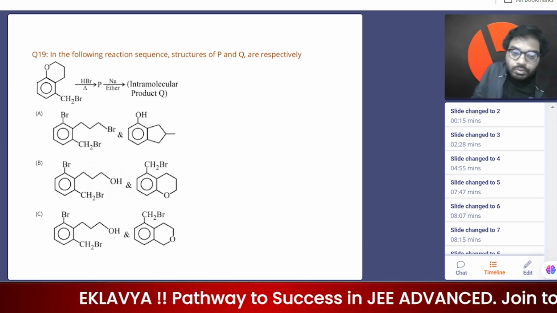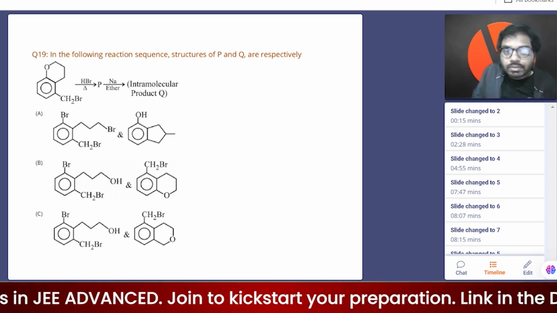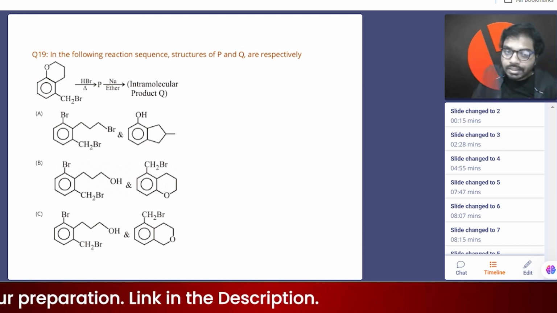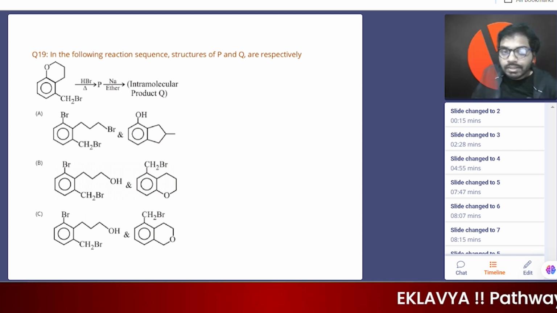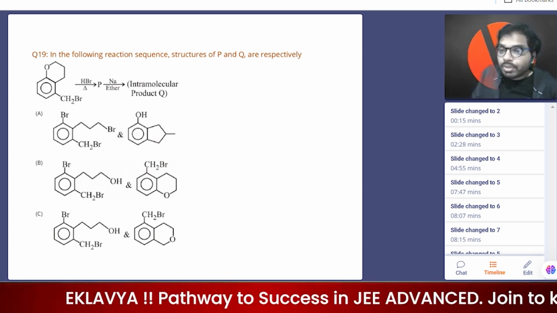So in the question what they have asked, I will explain again. First of all, this is the cyclic ether and it will react with HBr, then heating occurs. The P will form, and we have to find out both P and Q, the structures P and Q respectively. First, we have to find out which one is P and which one will be Q. So the intramolecular product will form.